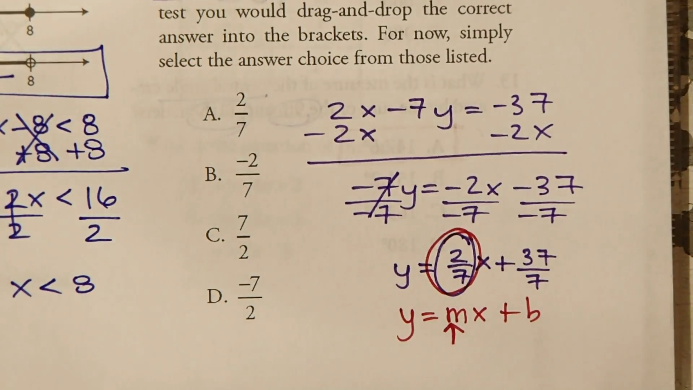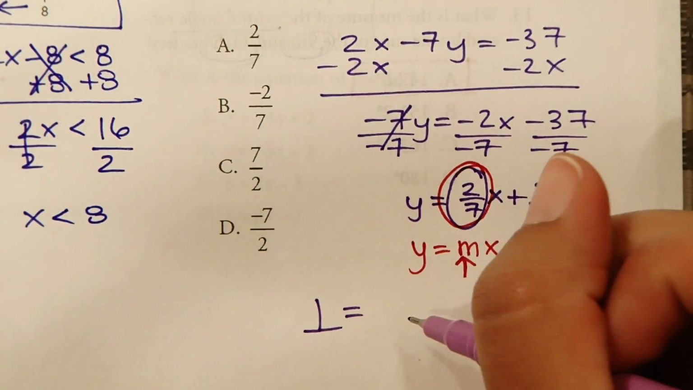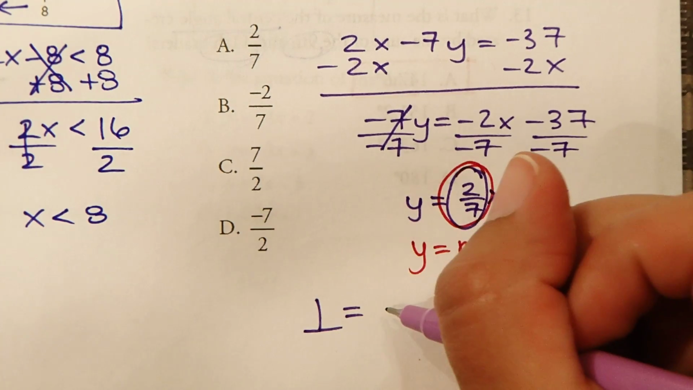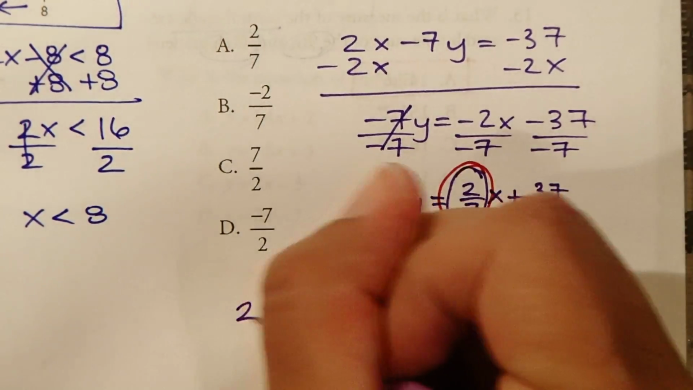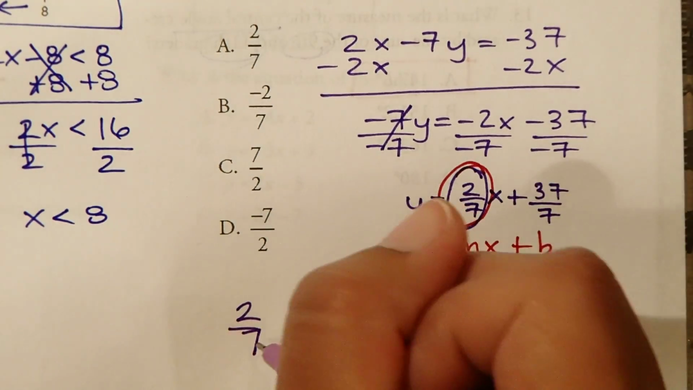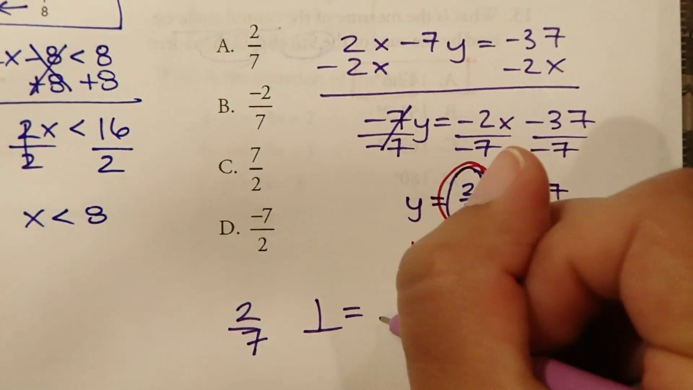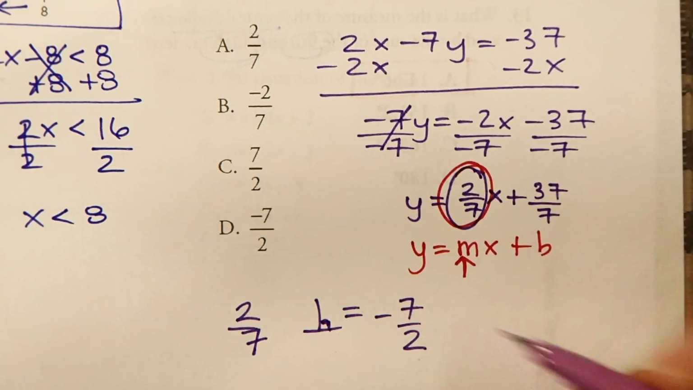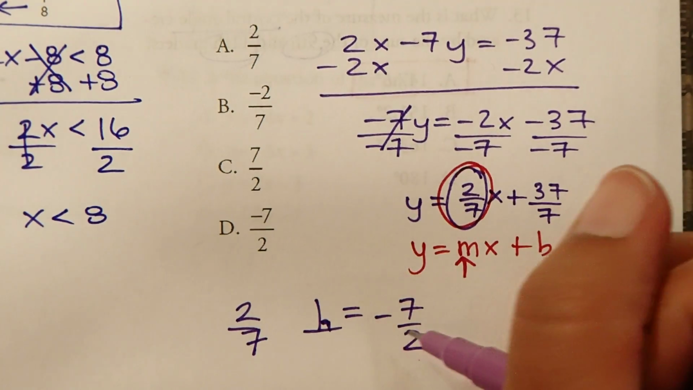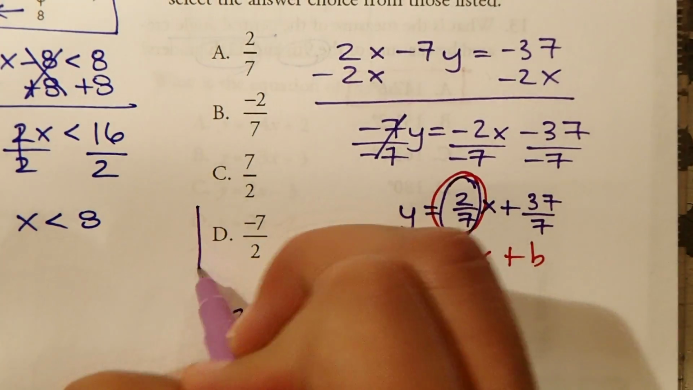And in order to find the perpendicular slope, that is equivalent to the opposite signed reciprocal. So if our slope is 2/7, the reciprocal of that is going to be 7/2, and the opposite sign of that is going to be negative. So the perpendicular slope is going to be negative 7/2. So that is option D.